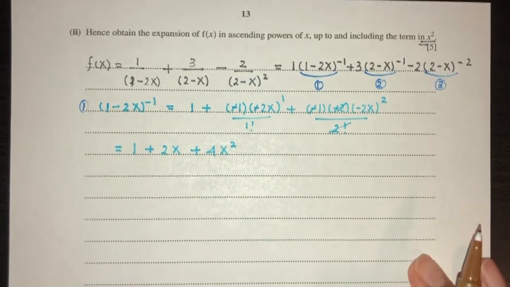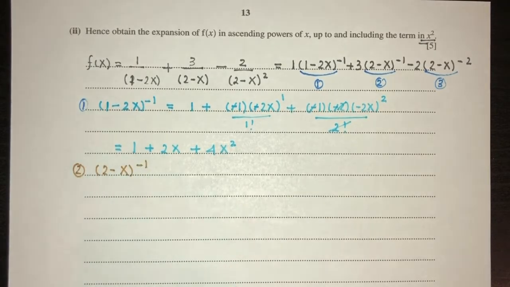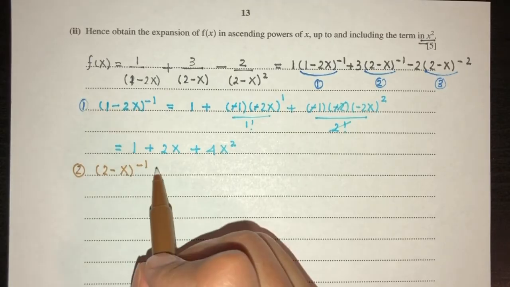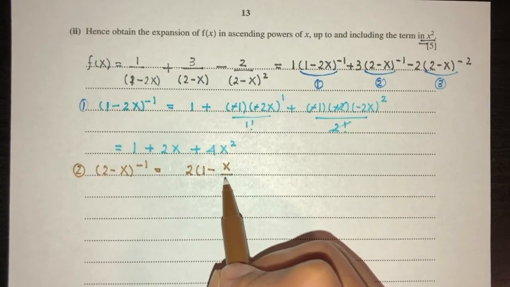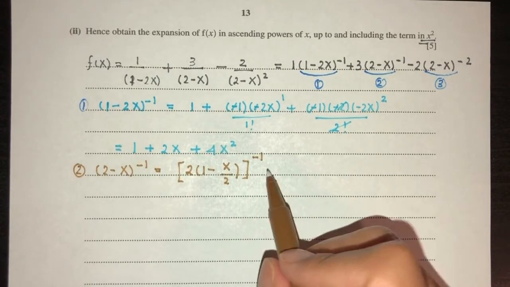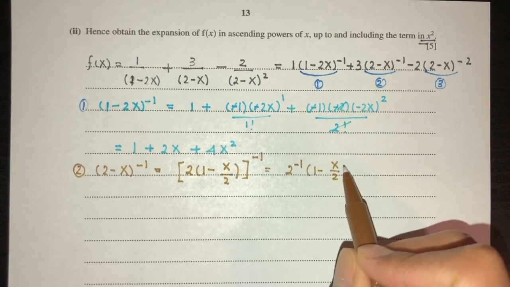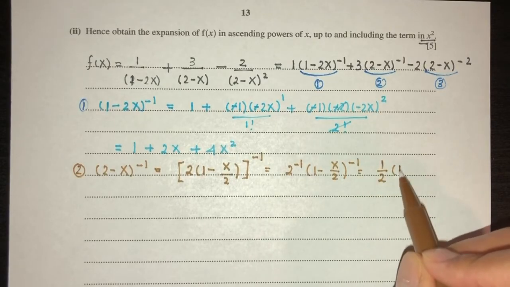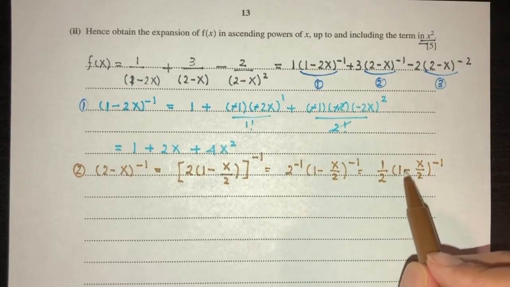Let's do number 2 now. So number 2, we have the expansion of 2 minus x to the power minus 1. Now here we have a problem, because here we have 2 and we need this to become 1. So you have to factorize the 2 outside. You will have 2 outside, and 1 minus x over 2 inside the bracket to the power of minus 1. Now we have to simplify. That becomes 2 to the power minus 1 times 1 minus x over 2 to the power minus 1. Now this is equal to 1 over 2 times 1 minus x over 2 to the power of minus 1. Now we can expand this one because this is 1.